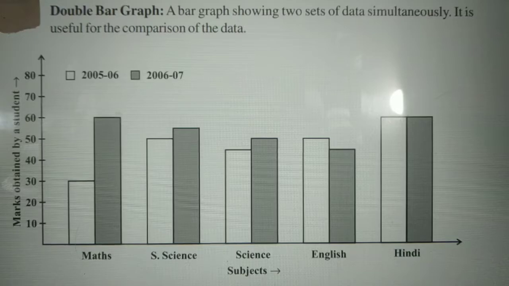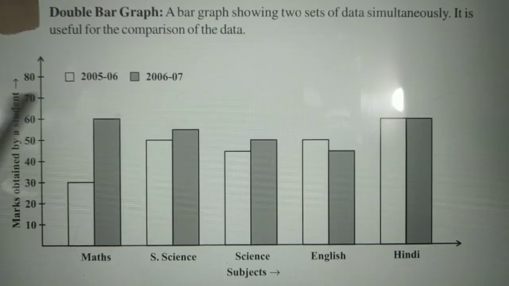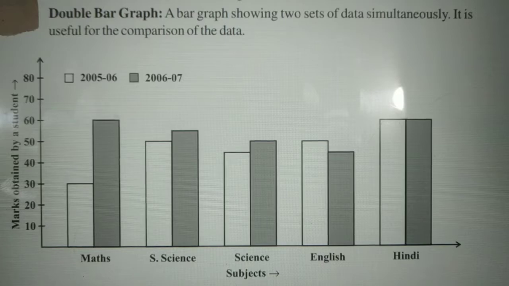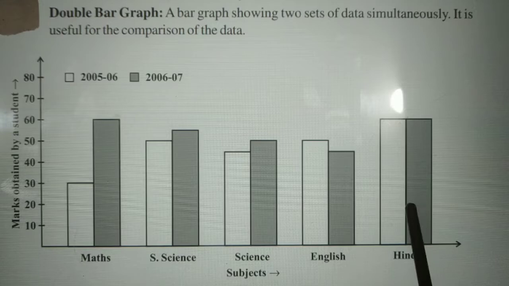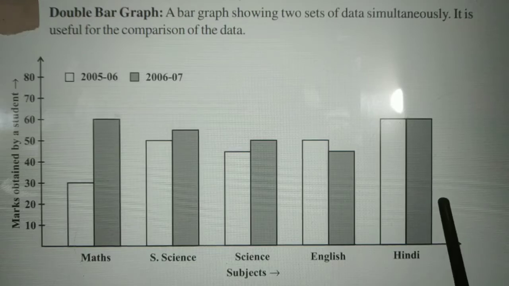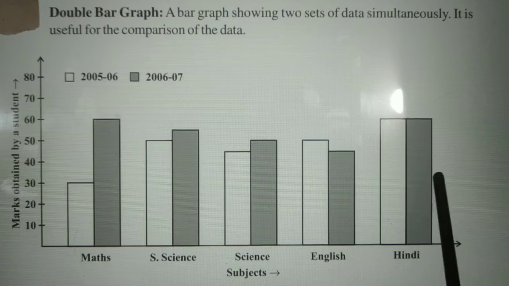Similarly, suppose I ask you a question about this bar graph: in which subject are the marks almost equal in both years, with no improvement and no decrease? See here, you can see the Hindi marks. Hindi marks in 2005 to 6 are maintained the same in 2006 to 7. So in Hindi, there is no change in marks in both the years.